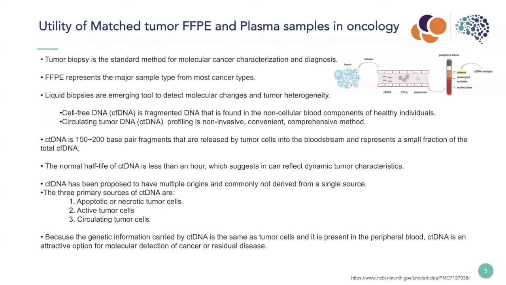So this is certainly not an exhaustive list, nor meant to be a highly specific collection of precisely how circulating tumor DNA can get into the blood. But because the genetic information carried by the circulating tumor DNA is the same as the tumor cells, and it is present in the peripheral blood, it's an attractive option for molecular detection of cancer or residual disease that, again, is very non-invasive when contrasted to a biopsy, which can be very disruptive to the site of disease, and in fact can even increase the chance of metastasis or alter the progression of the disease.